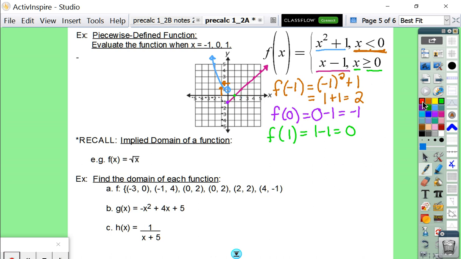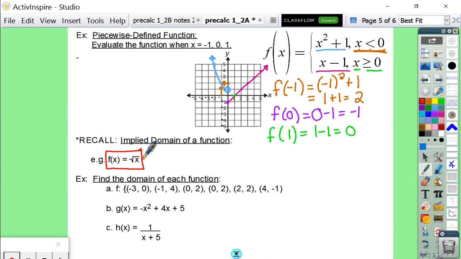So the last part I wanted to talk about is implied domain of a function. And the implied domain of a function is kind of logistically thinking through, are there any numbers I cannot plug in for x? Or can I plug in every number I want for x? And so when we look at a problem like f of x equals the square root of x, I think about, can I square root every number, or are there certain numbers I cannot square root? And there are certain numbers I cannot square root. I cannot square root negatives, I can square root 0, and I can square root positive numbers.